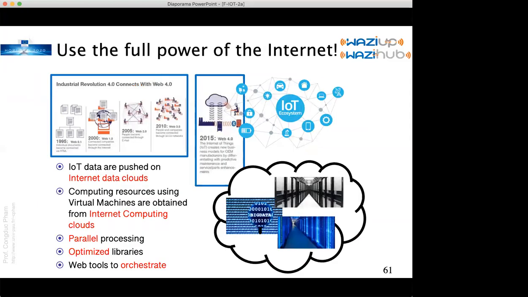So rather than reinventing the wheel and rather than doing it old school, you can use the power of the internet as well, because there are a lot of resources that allow you to run all these tools in parallel with optimized libraries, with web tools to orchestrate various tests all together and so on. You probably have to dig into this in order to exploit, in a more efficient manner, the smart technologies that provide data analysis tools.